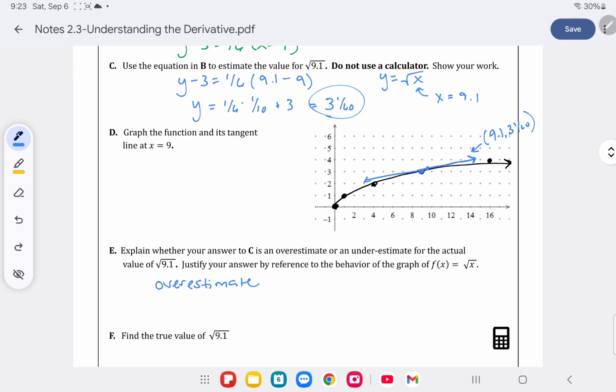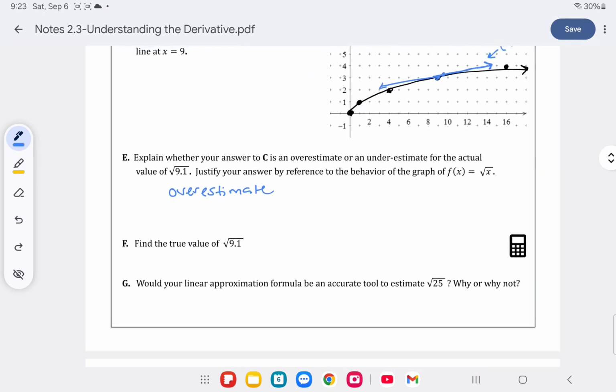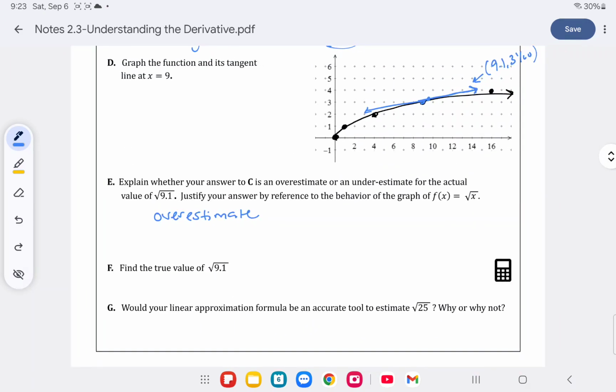Because the graph is concave down, our tangent line is above it. So if we're going to plug something into that equation for that tangent line we drew, we're going to come up with an overestimate from what it actually is. If you use your calculator to actually calculate the square root of 9.1, you get about 3.0166, which, if you round to 4 decimals, is the same thing as what we got in part C. So really, really close estimate.